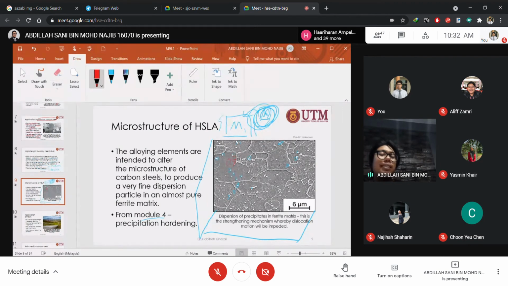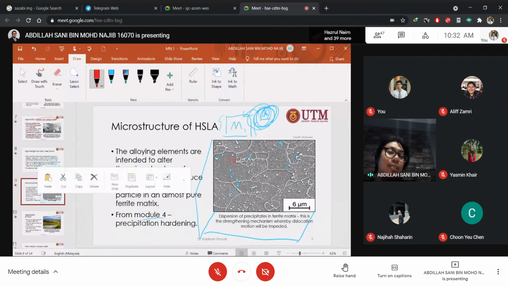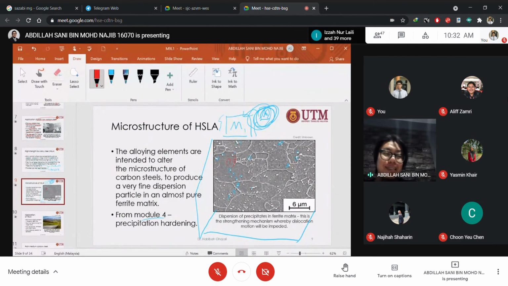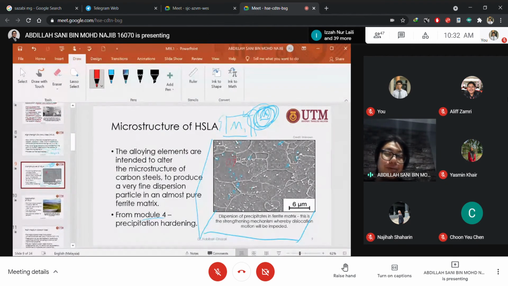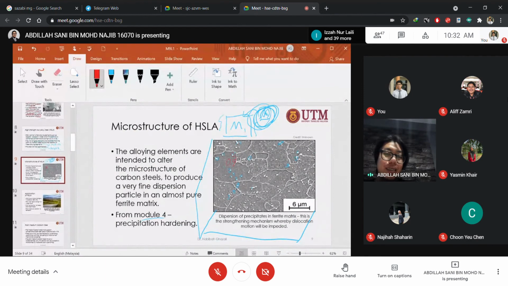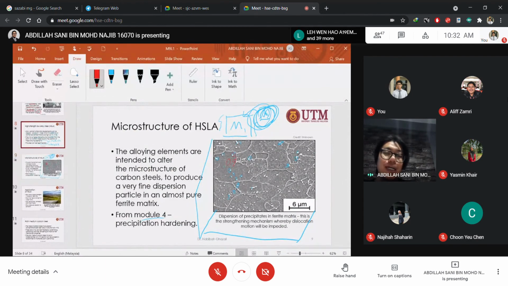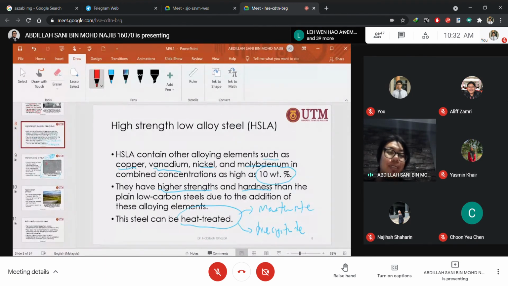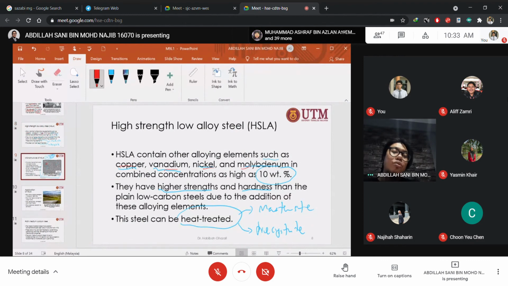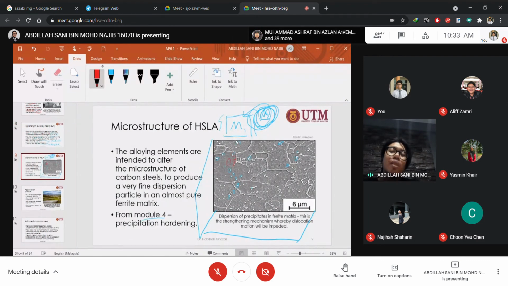So HSLA, sorry for the very long elaboration on this. In HSLA, apart from carbon, we have other elements added, and these elements can help to produce this precipitate.